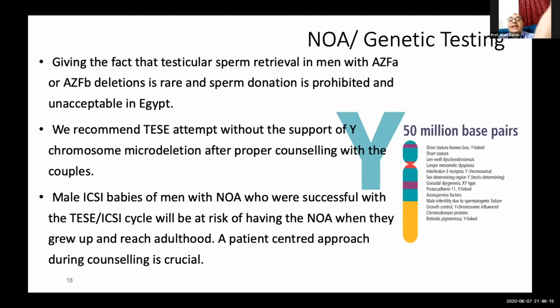However, genetic counseling is always required. Male ICSI babies of men with non-obstructive azoospermia are most likely to have the issue of azoospermia for the male offspring. Also, those patients are at a higher risk for Turner syndrome or even sex reversal syndrome. So that must be considered when we counsel the patient prior to ICSI. Next.